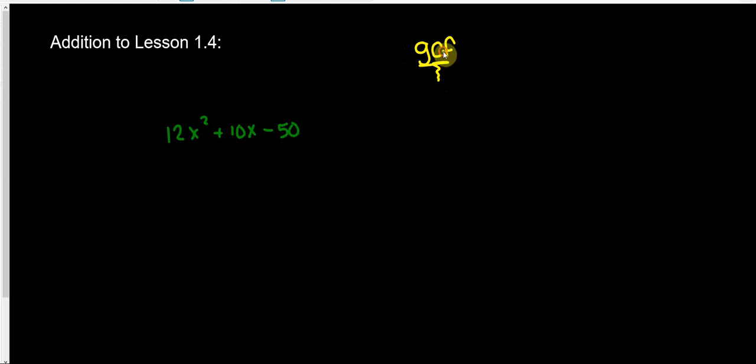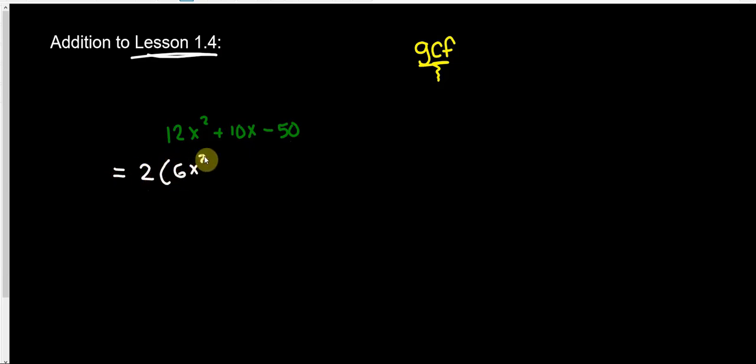Now, a lot of times there won't be a GCF, but I just wanted to work one example with a GCF. And so that's what this little addition for lesson 1.4 is. Lesson 1.4 did not have a GCF example. So let's look here. I have 12x squared plus 10x minus 50. And one thing I hope you notice is that all of these are even, so definitely a 2 can be factored out of all of these.